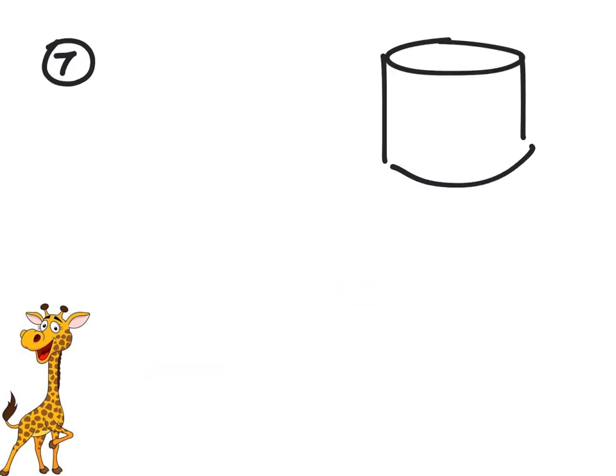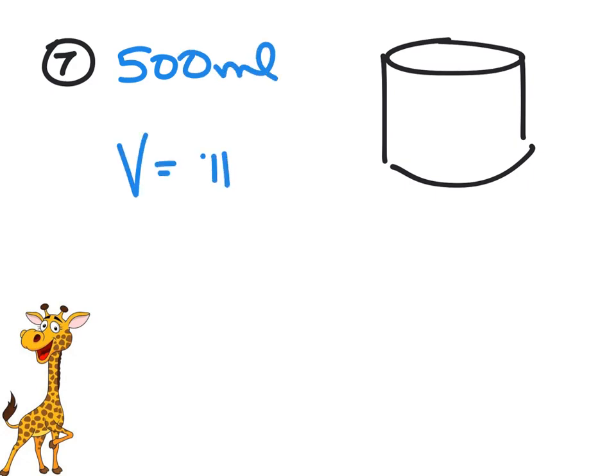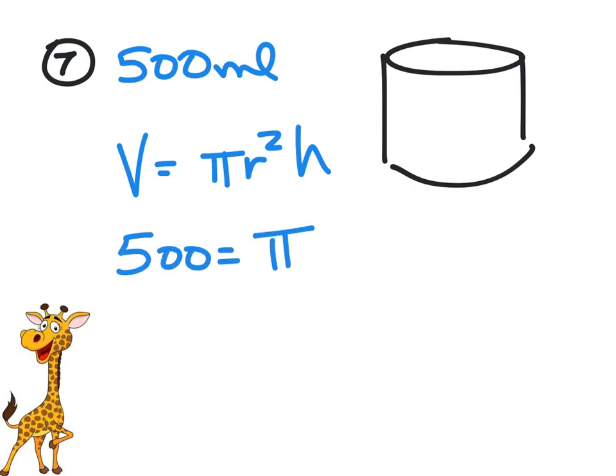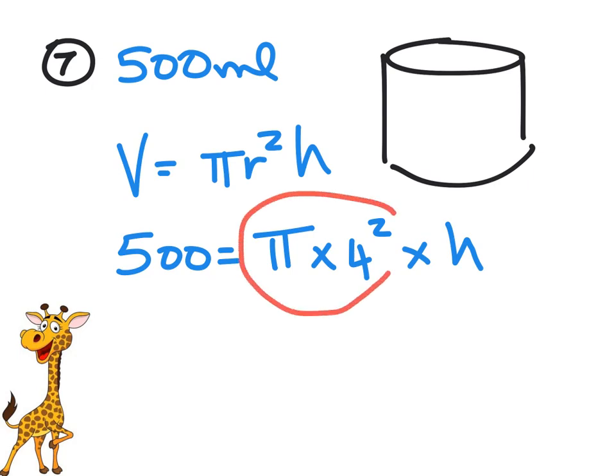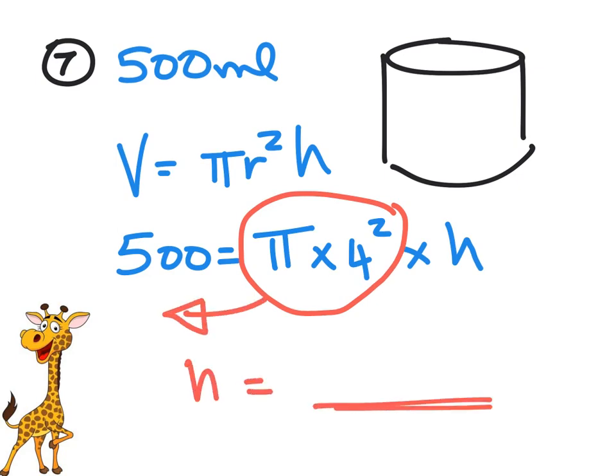Question 7. We have a tin here of cucumber juice, 500 millilitres. The volume of a cylinder, you should know, is pi r squared h. So if we put the information in the question gives us, the volume is 500, pi is pi, the radius is 4, so times 4 squared times the height. That's what you're looking for. Now all we need to do is get this part of the equation over here, and that will leave you with h equals the height of the cylinder.